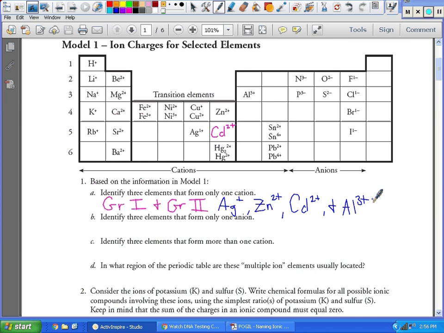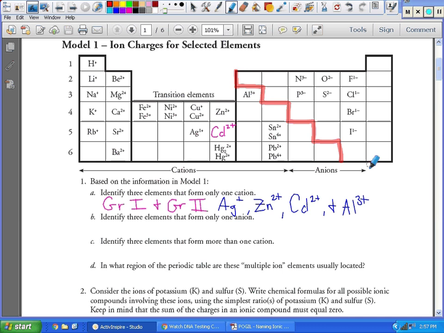All right, identify 3 elements that form only one anion. Where are all those going to come from? Group 17. So, matter of fact, let me actually do this. The easiest way to say it is what side of the stair-step line? To the right side of the stair-step line. So that's another way you can look at it. All right, 1C. Identify 3 elements that form more than one cation.